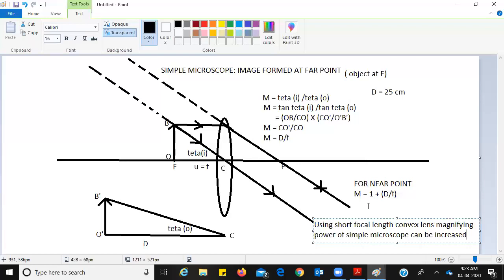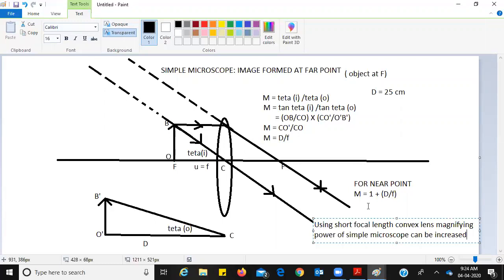So when you get the image at the far point, where do we keep the object? At the focus. When you get the image at the near point, where do we keep the object? Between the center and the focus. The object is at infinity for the far point image. Fine, right?